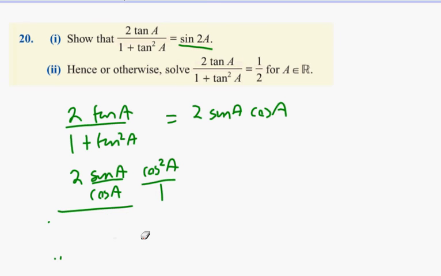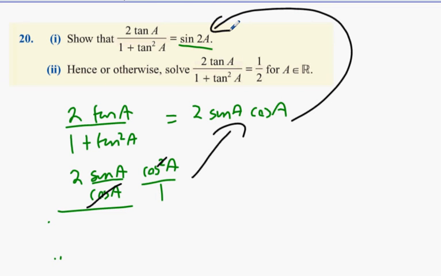Now what? Cos squared a means cos a by cos a. And then what am I left with? 2 sin a. We good?